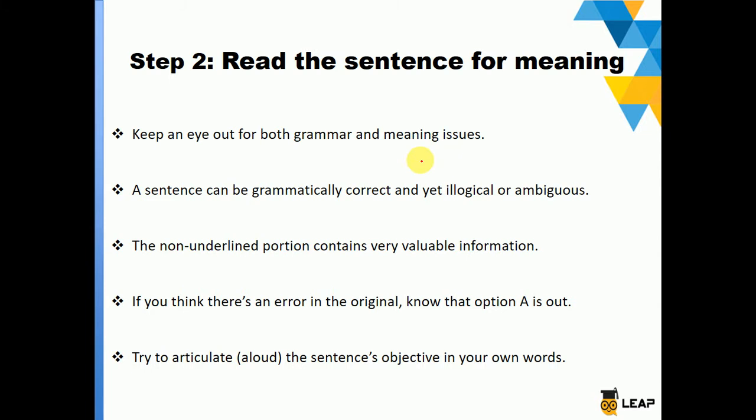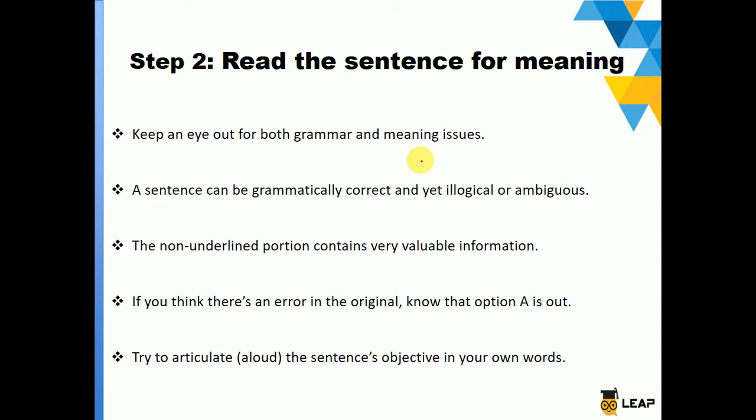Right. Try to articulate out loud the sentence's objectives in your own words. Now, when you do your reading of the sentence for meaning, if you are able to articulate what you are reading, then you will be able to understand why you are even reading it and what your own objective is. Like I have always mentioned again and again, once you understand the objective of the question, you can easily reach the objective that you want to reach as well.